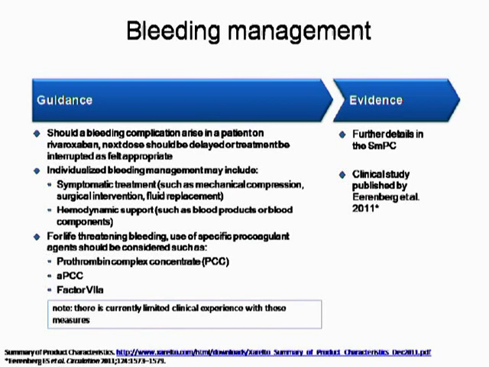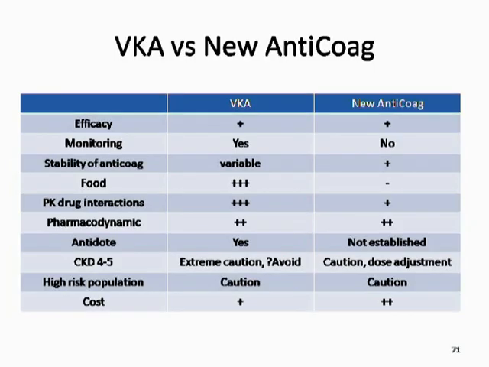Bleeding complications should be managed as you would manage any bleeding, by resuscitating the patient, by prevention of hemorrhage, by mechanical pressure and surgical intervention. But if there's life-threatening bleeding, then you should consider these factors, and I'm not an expert on this, so I won't say too much more on that. But certainly that could be tried to stop the bleeding when you have a patient on these new anticoagulants.